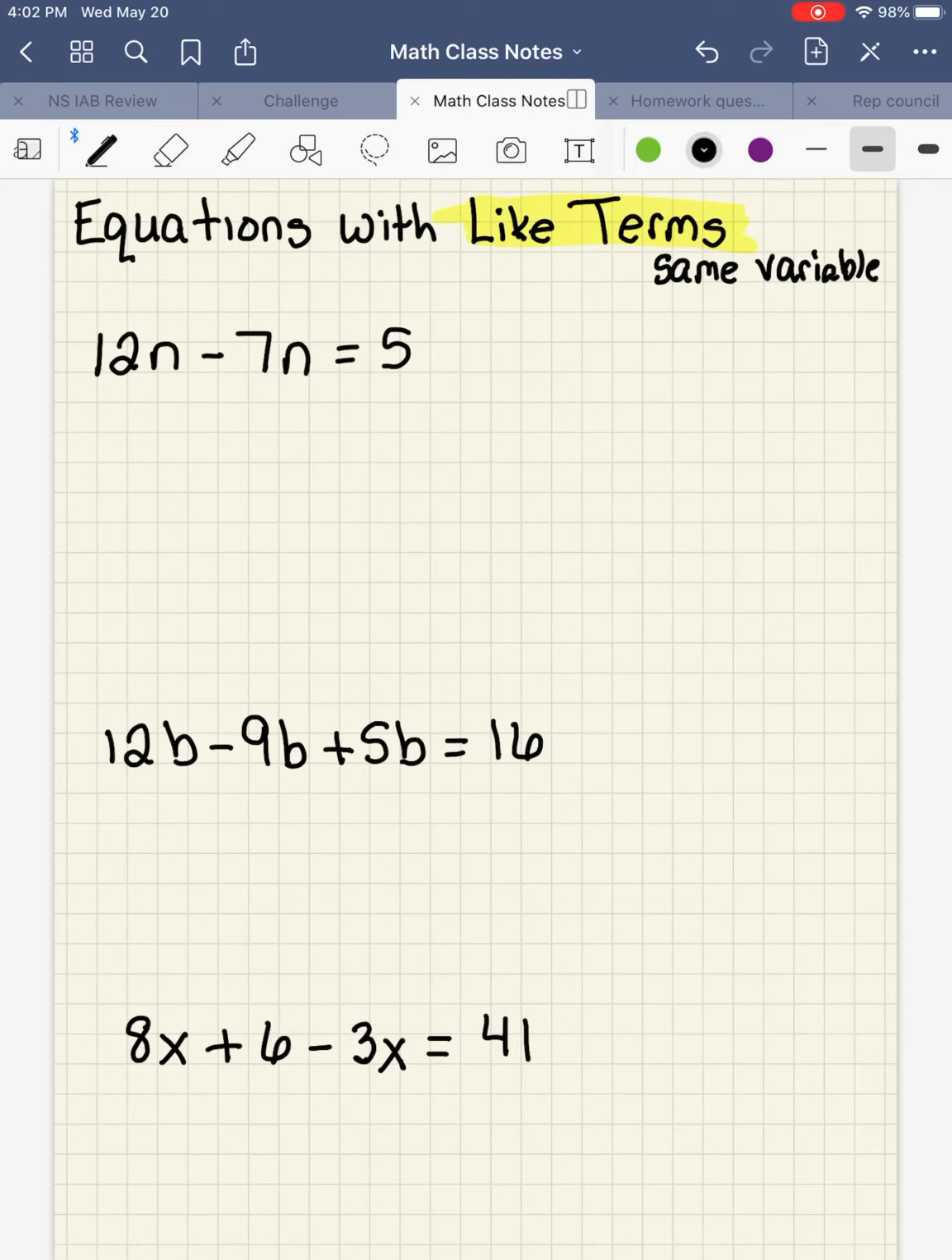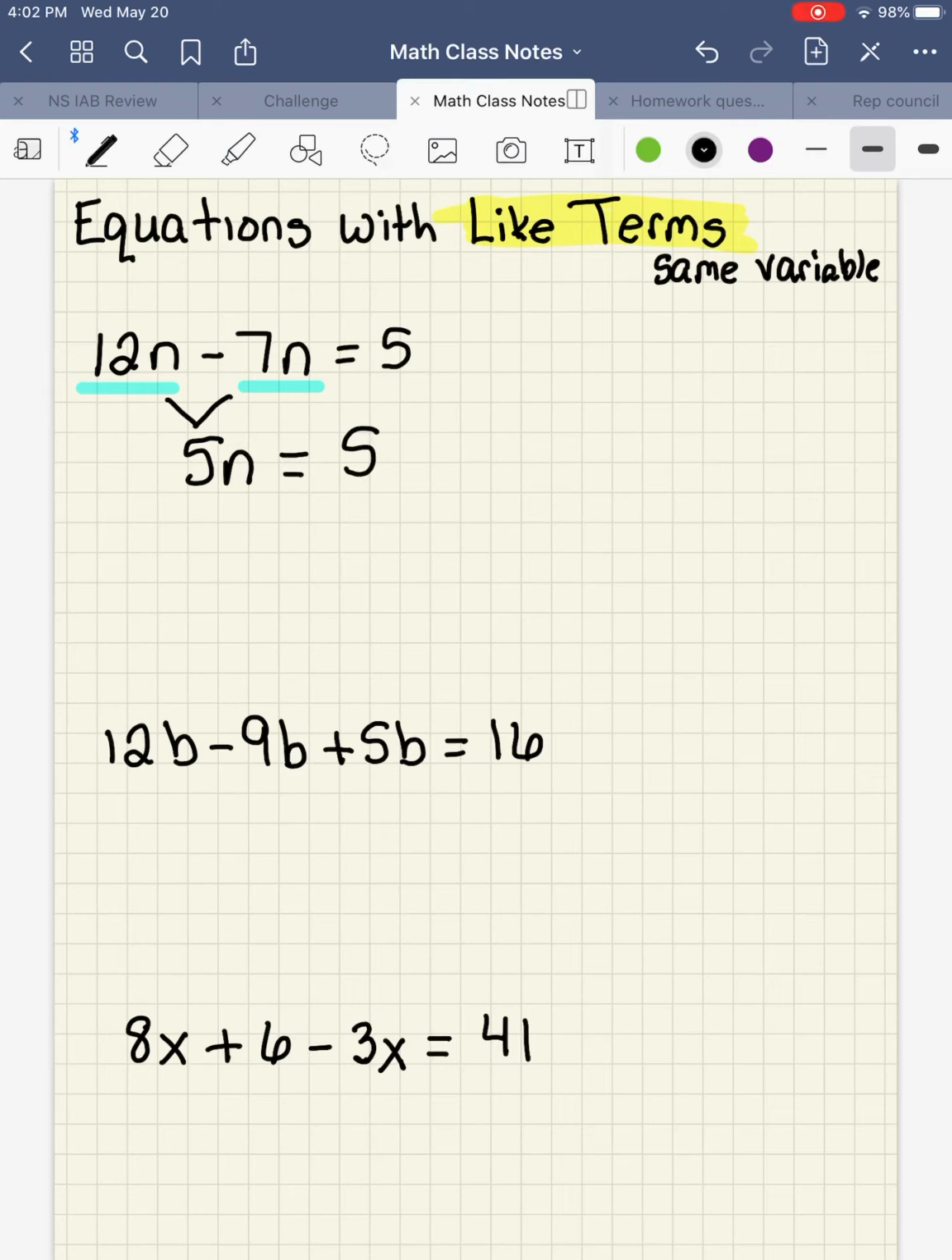Okay, so when we look at, I've got three examples here. When we look at the first one, a handy way to identify like terms is to mark them. So when we look at this, we're like, okay, 12n, 7n, they have the same variable, so that means they're like. So that subtraction sign in the middle is okie dokie. We can go ahead and do that. So 12 subtract 7 is 5, and the n is still there because nothing changed that. And we bring down the 5 on the other side.